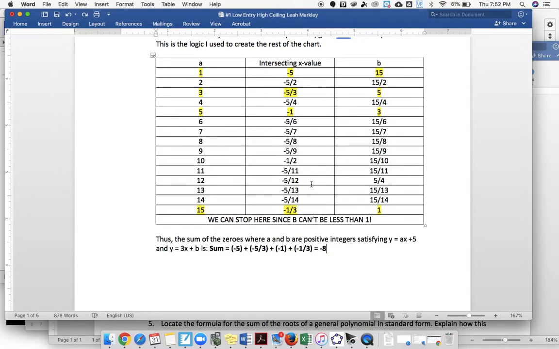And I also noticed that since 5 and 3 were relatively prime, we were only going to end up with 4 possible values. And had those not been relatively prime, we would have had a more exhaustive list.